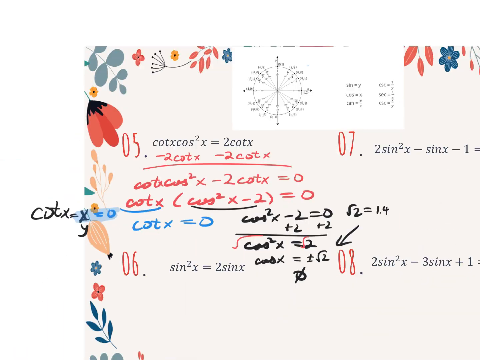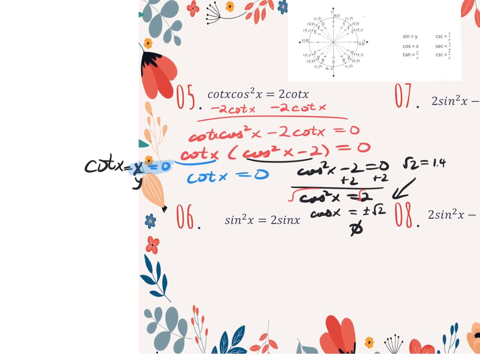So my only answer here, because tangent and cotangent only go from 0 to pi, so the only answer here is pi over 2.